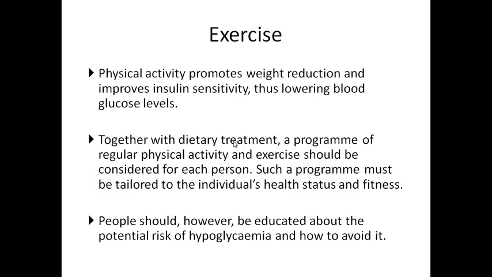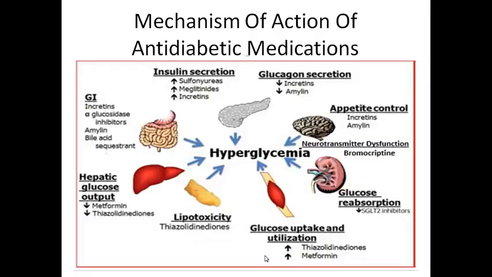So before advising exercise, you have to look for the complications, the autonomic dysfunction, the cardiovascular disease, and the retinopathy is very important to know. Patients need to be educated about the incidence of hypoglycemia. Because if the patient starts doing exercise, the requirement of insulin, if he is taking insulin, might go down. And if he keeps on taking the same dose, there are chances that he has hypoglycemia. So the patient has to be educated before he starts the exercise.